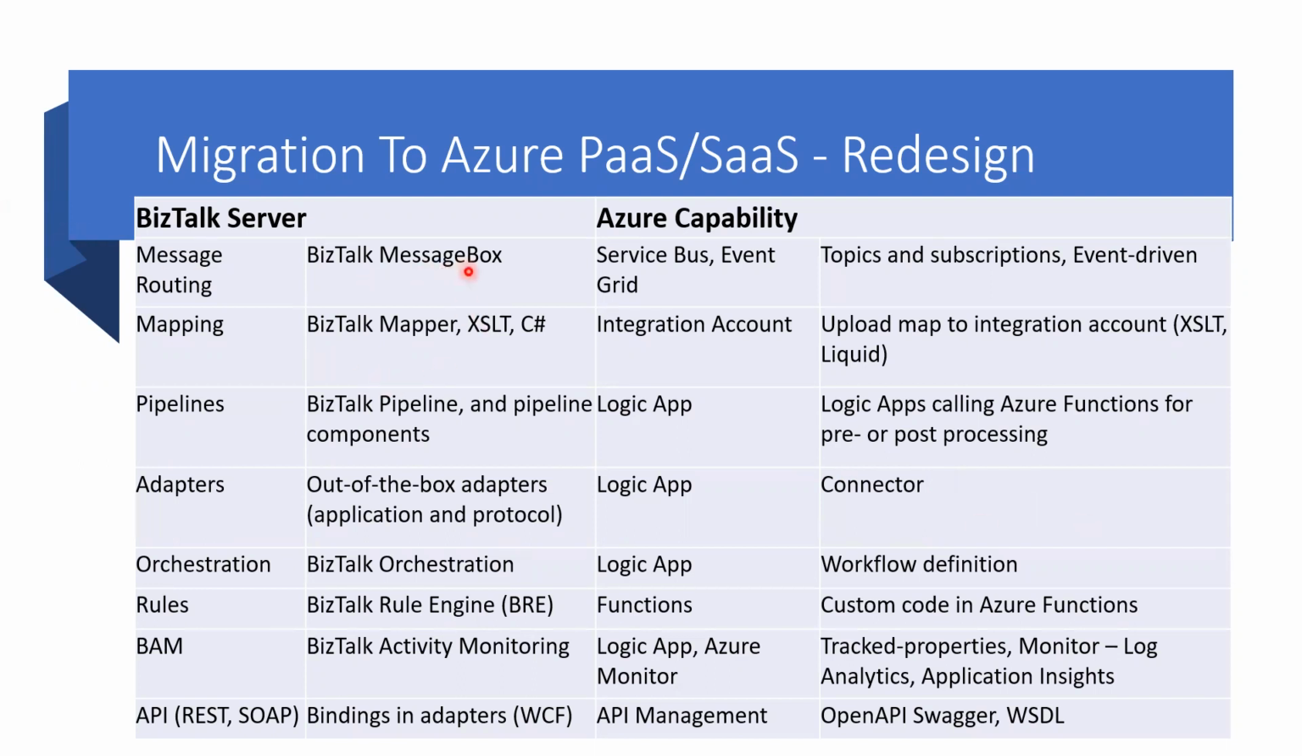Let's say if we talk about the BizTalk MessageBox, that is something which can be replaced by Service Bus. When we talk about mappings, our BizTalk maps can be put as is into an integration account and reused in Logic Apps. Pipelines are nothing but C# code, so those can be replaced by function apps, or by Logic Apps if there is a complex operation. For adapters, by default, Logic Apps provides different connectors, right? So those are the options.